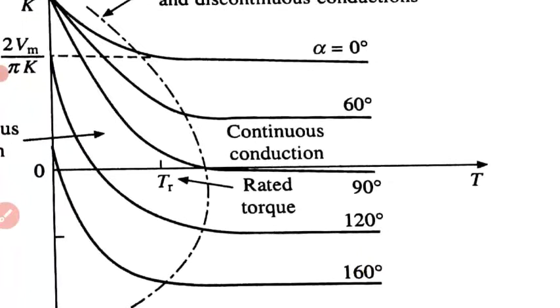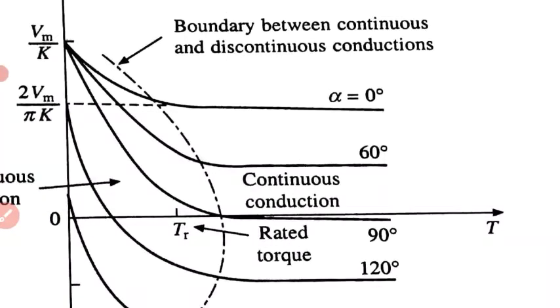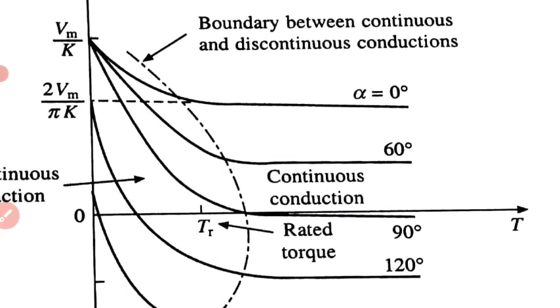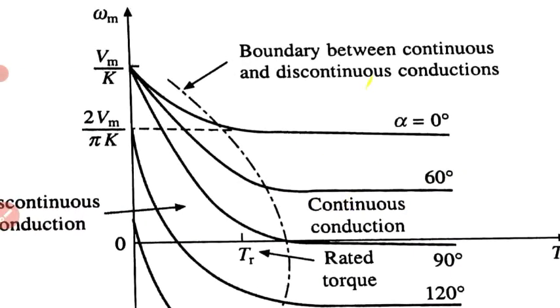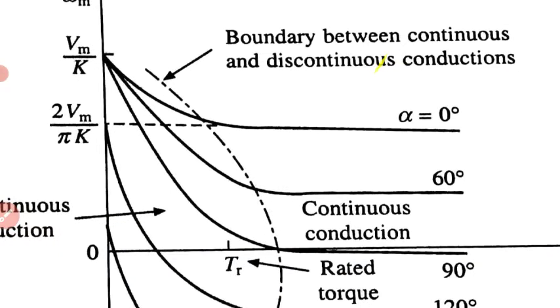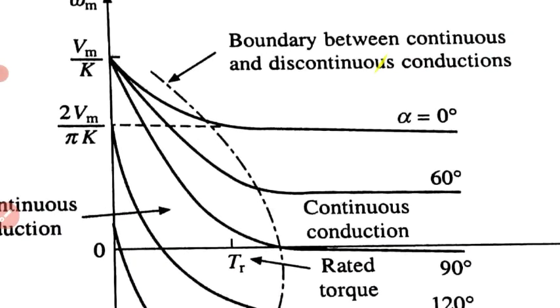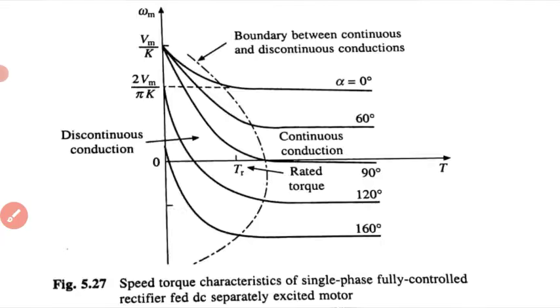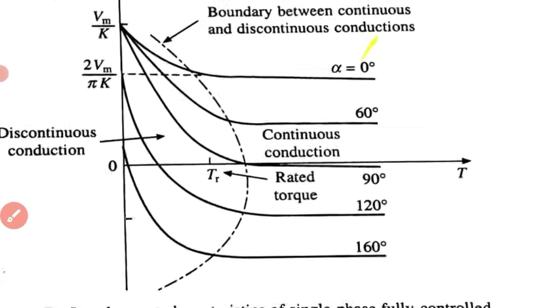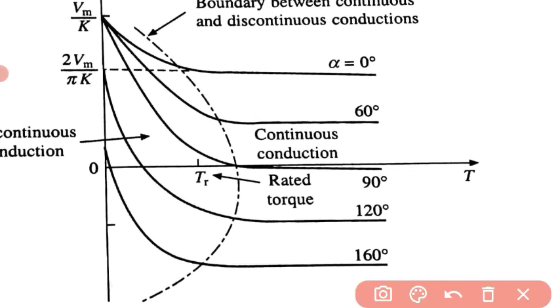Here you see alpha. If I substitute 0, I will get the output voltage or armature voltage VA positive. Here alpha is 0, and the voltage VA you will get is maximum.